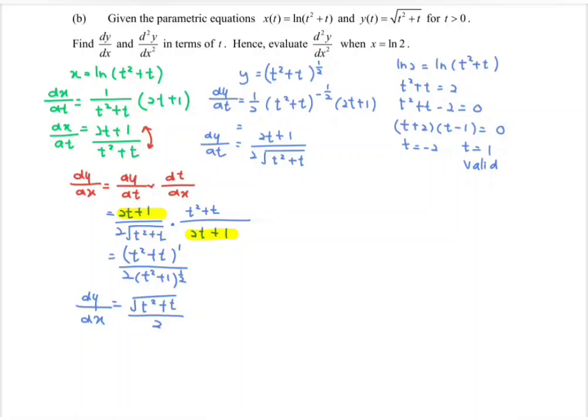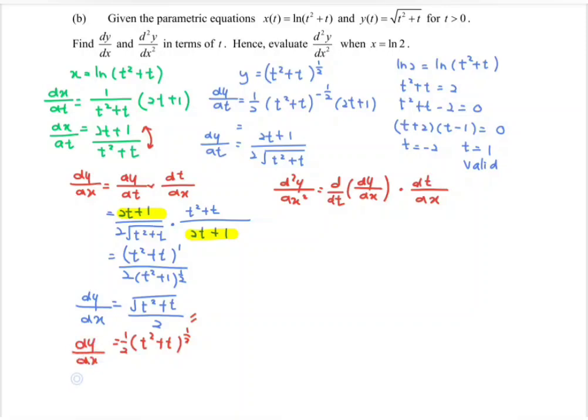Next is to find the second derivative. The formula would be to differentiate dy/dx with respect to t, and then multiply with dt/dx. So what we have to do is differentiate this part, and we rewrite: we have (t squared plus t) bracket 1 over 2, here we have 1/2 dy/dx.